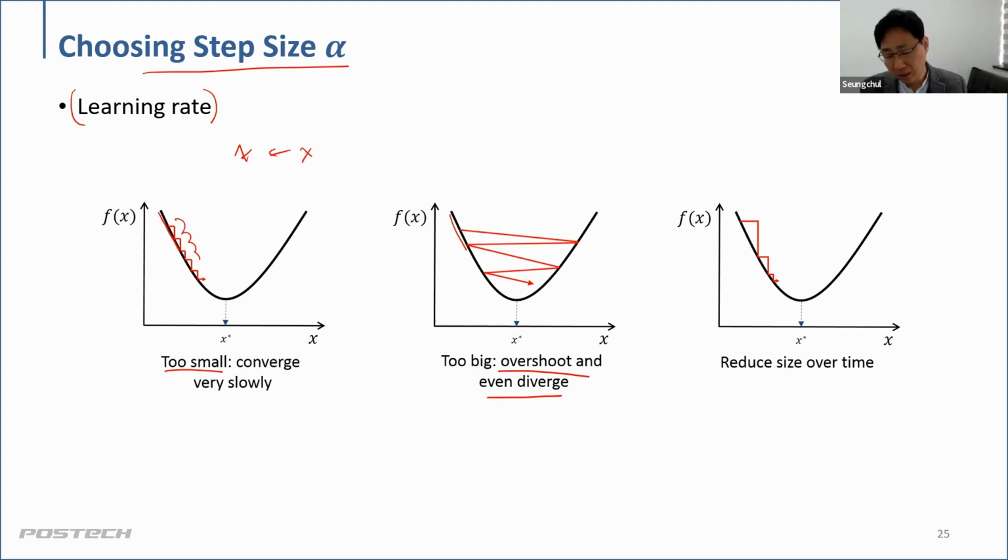And in the research, there are many papers talking about how to choose the right values for the alpha step size. One of the options is to reduce the step size over time. Instead of having a constant value of alpha, we can change the value of alpha based on the number of iterations.